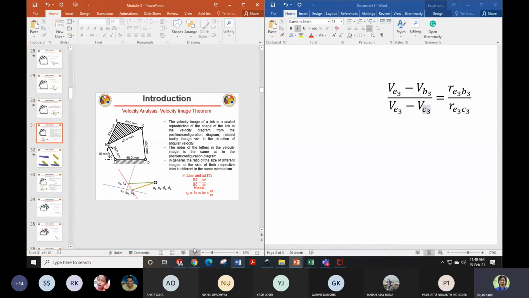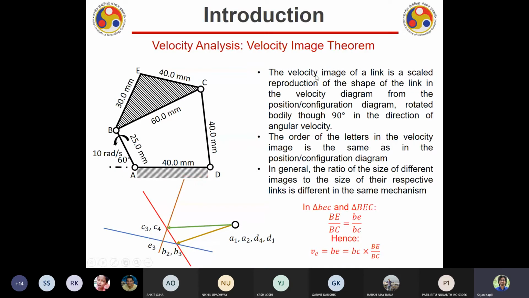So I'm rewriting the same thing. The velocity image of a link is a scaled representation of the shape of the link in the velocity diagram from the position configuration diagram, rotated by 90 degrees, nothing else. So it is nothing but the same triangle rotated by 90 degrees and multiplied with some scale, and that scale is how much? That is nothing but your omega 3. Correct.